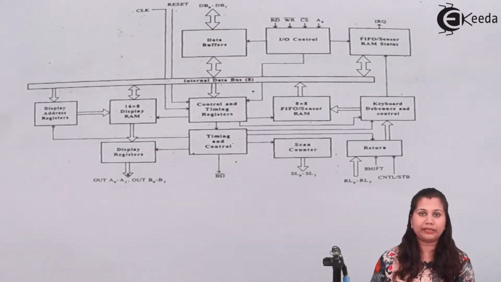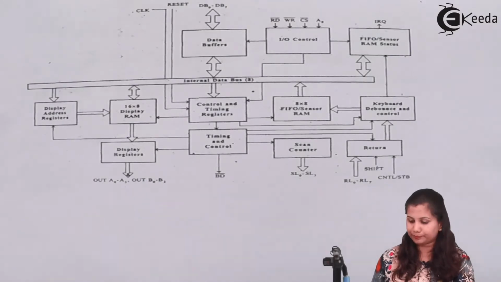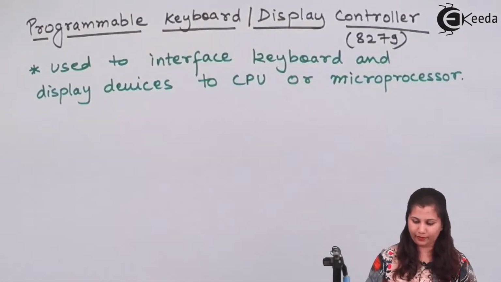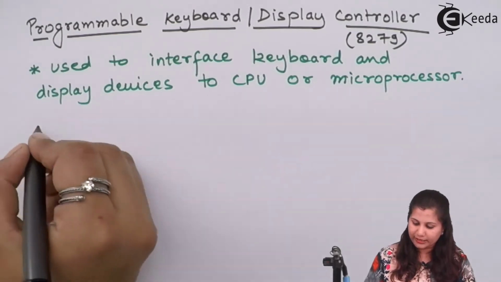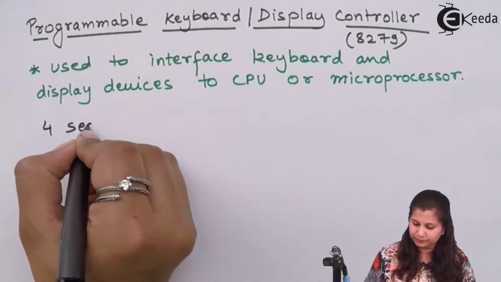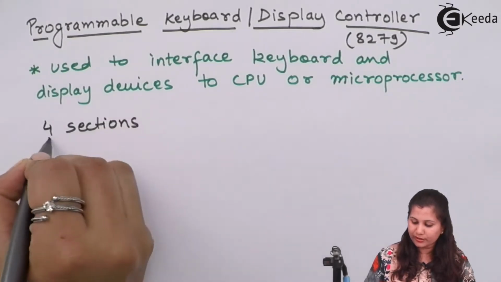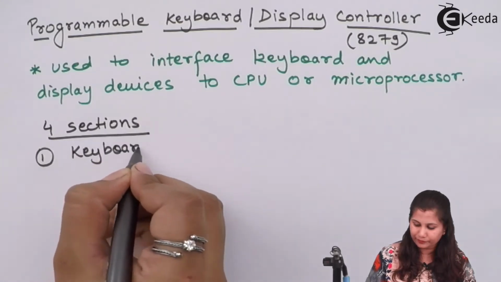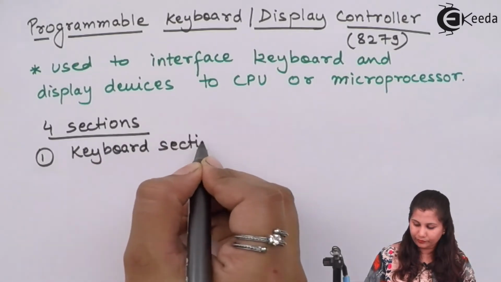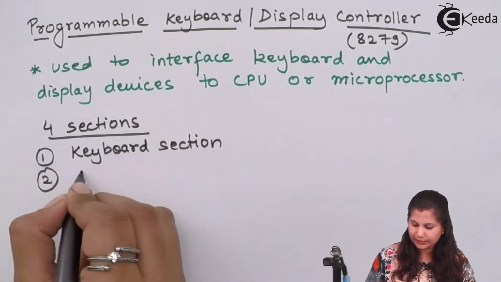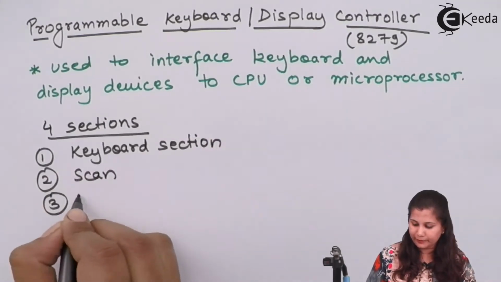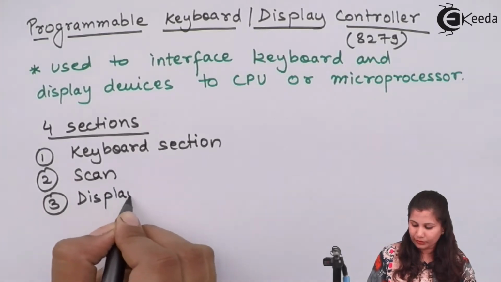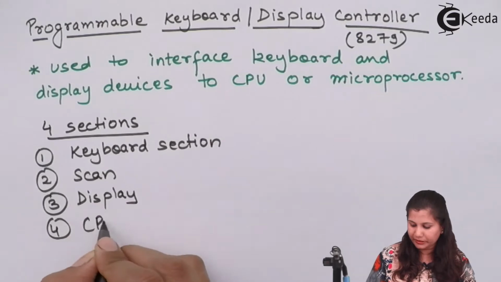First, we will divide this complete block diagram into 4 sections like the keyboard section, scan section, display and CPU interfacing section. So we can say that the 4 sections are, first is keyboard, second is scan, third is display, and fourth is CPU interface.